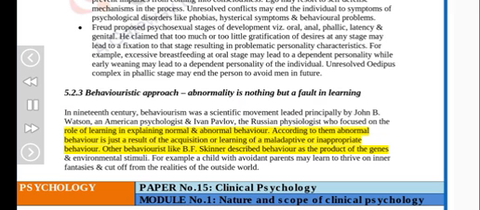Other behaviorists like B.F. Skinner described behavior as the product of the genes and environmental stimuli. For example, a child with avoidant parents may learn to thrive on inner fantasies and cut off from the realities of the outside world.